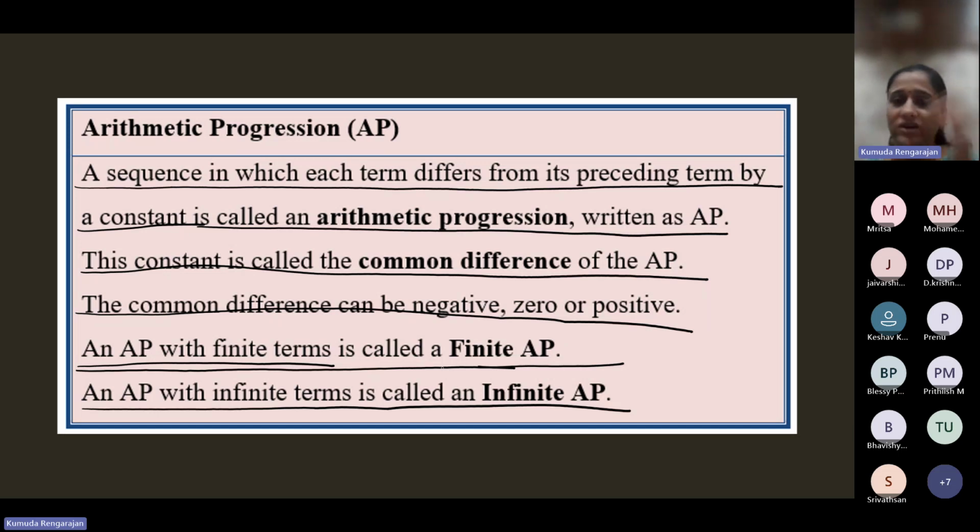The first term we definitely know. There will always be the first term because that's where the arithmetic progression begins. So the first term is always known. If you know the last term, finite. If you do not know the last term, infinite.